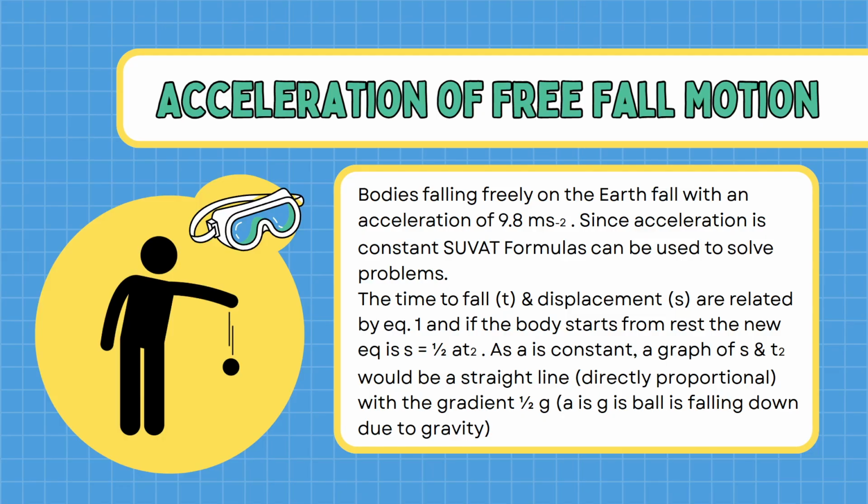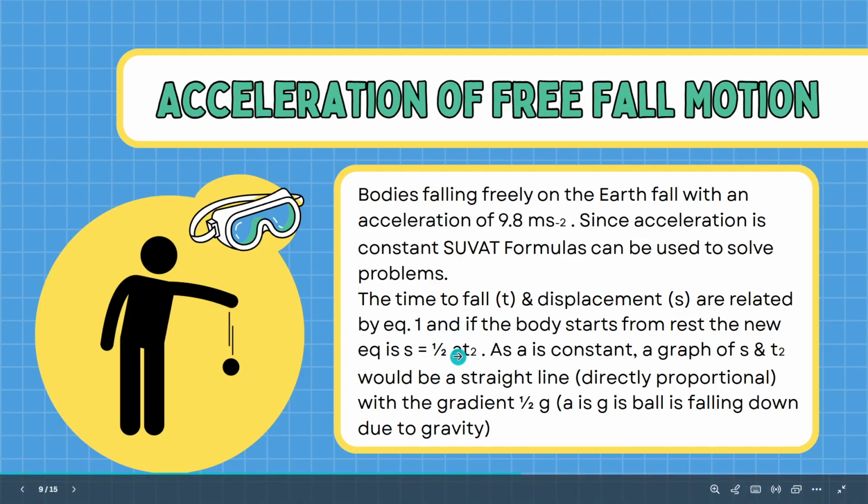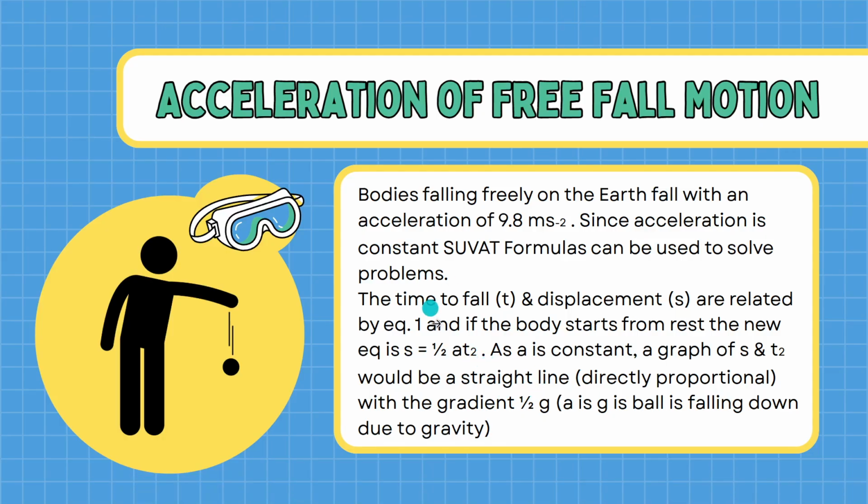So a graph of s and t squared would be a straight line, directly proportional, with the gradient half g, because a is, you guessed it, gravity, so 9.8 meters per second squared. That would just be the gradient.